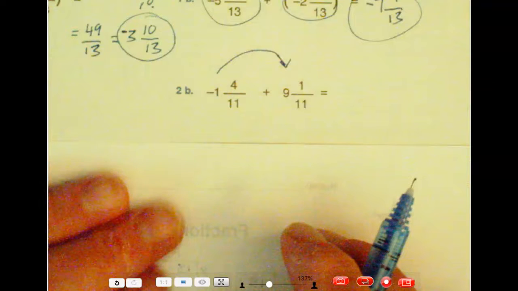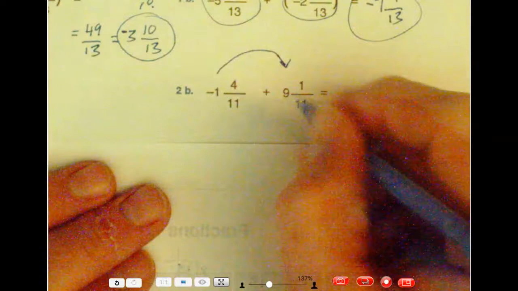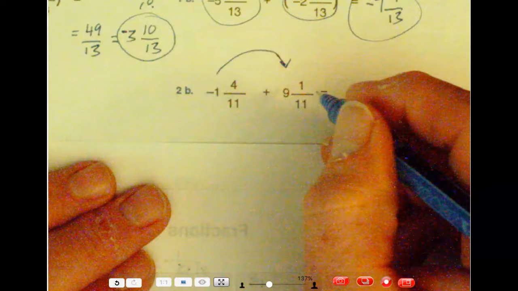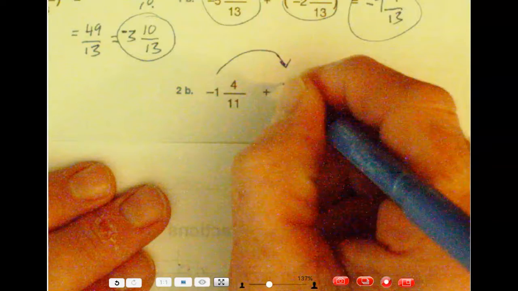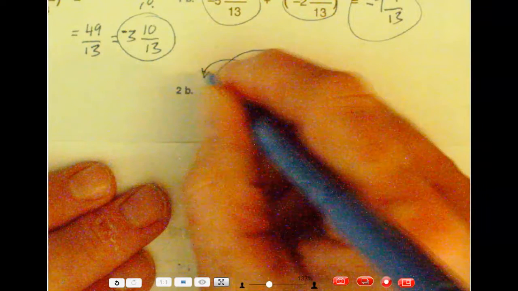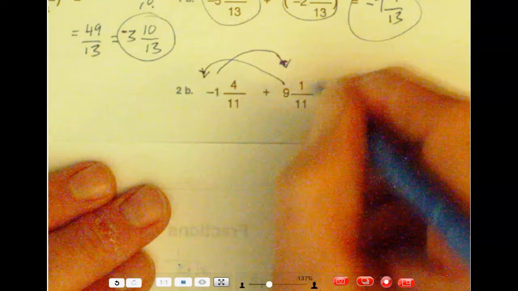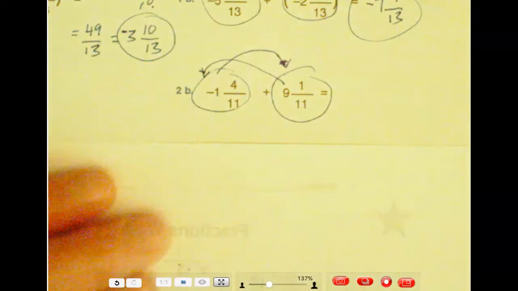All right. Let's look at 2b. Now, I'd like you to resist the urge to just start adding and subtracting these things. You have to think about what you're doing here. You can take the 4 minus the 1, and you can take the 9 minus the 1, but again, you're going in two different directions, and that doesn't work. You have two different signs here. You've got a positive and a negative. So you have to find the difference. This is really a subtraction problem.